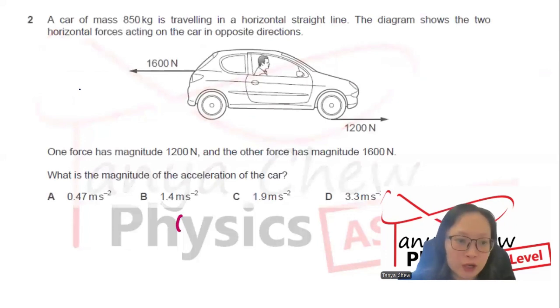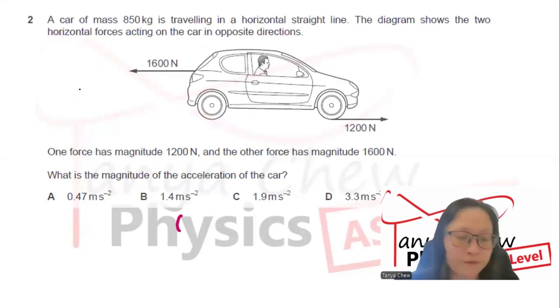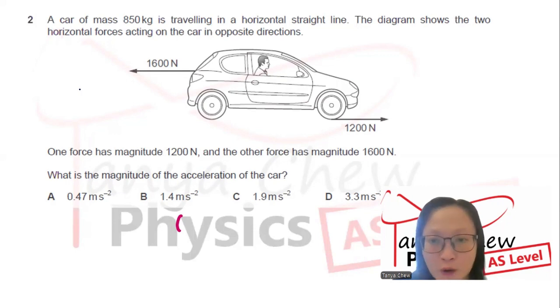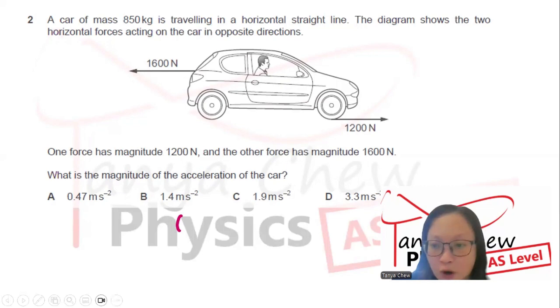Question number 2: a car of mass 850 kilogram is traveling in a horizontal straight line. The diagram shows the 2 frictional forces acting on the car in opposite directions. One force has a magnitude of 1,200 Newton and the other force has a magnitude of 1,600 Newton. What is the magnitude of the acceleration of the car?